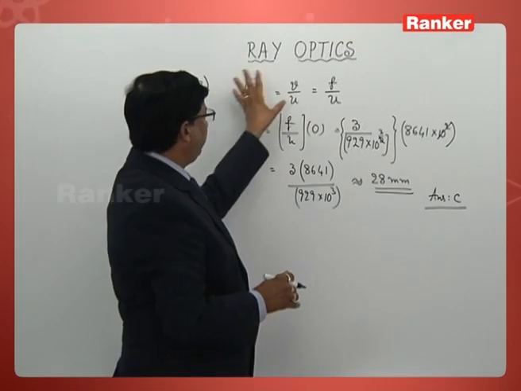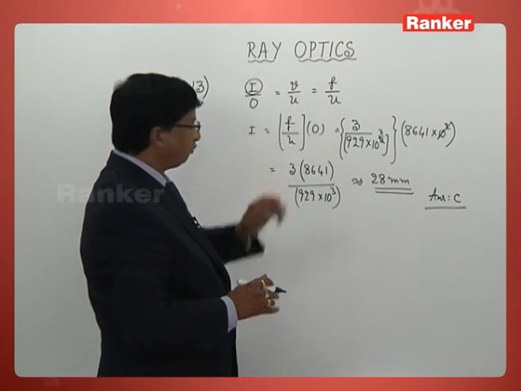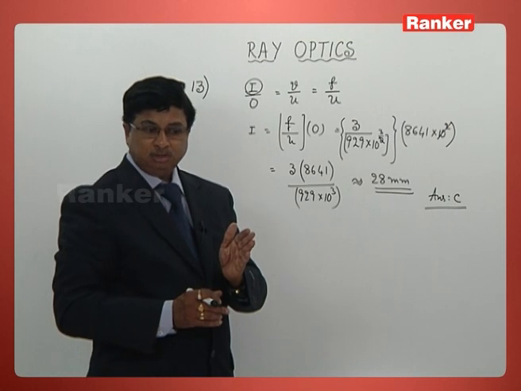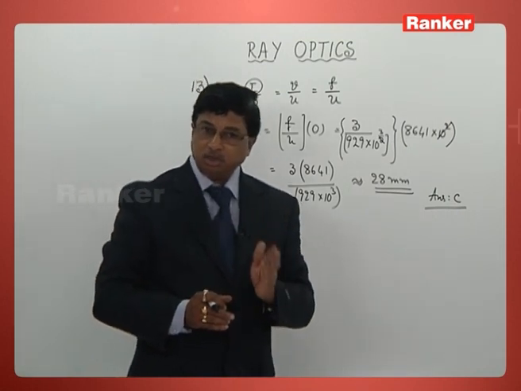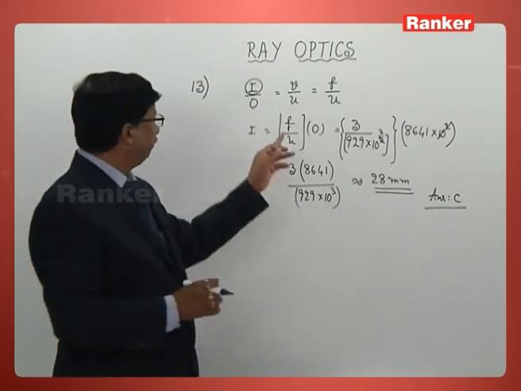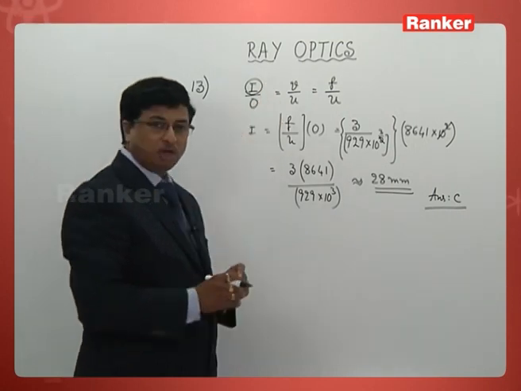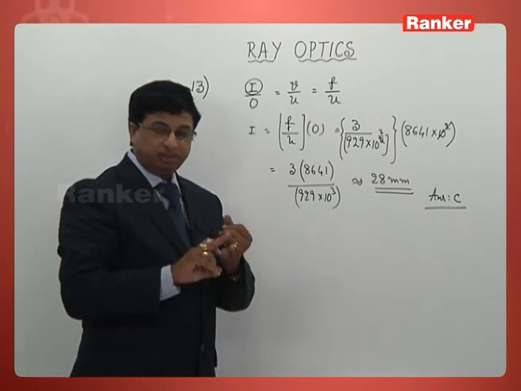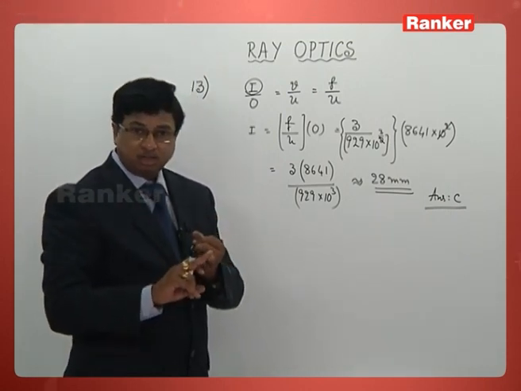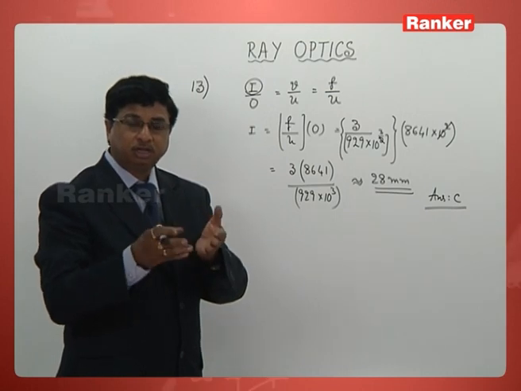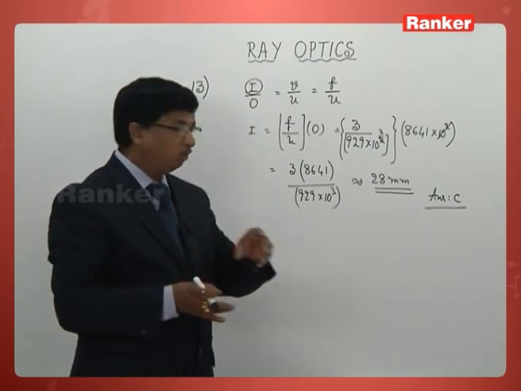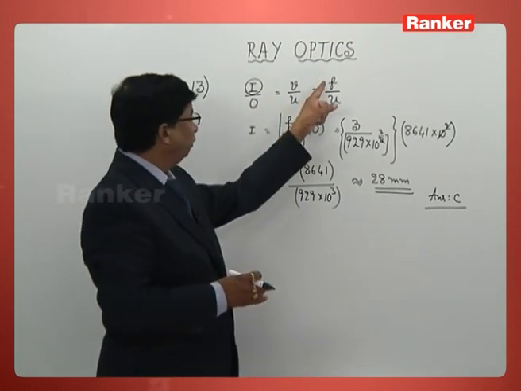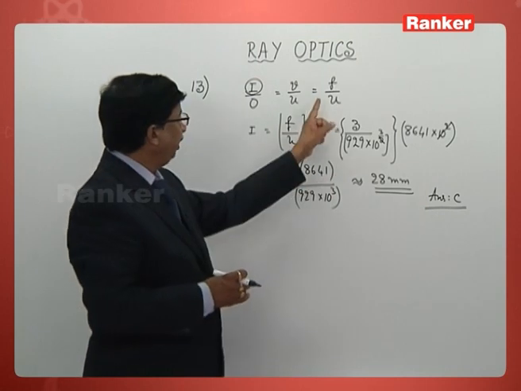The only thing you should recall from what we have read earlier is magnification. Linear magnification is size of the image by size of the object. Size, mind it, may be the length, the diameter or the radius. Here he is asking diameter. Therefore, diameter of the image by diameter of the object is equal to focal length of the mirror by object distance.